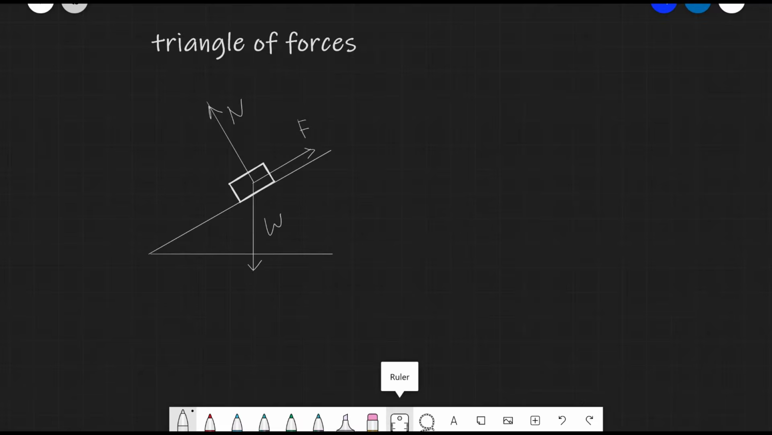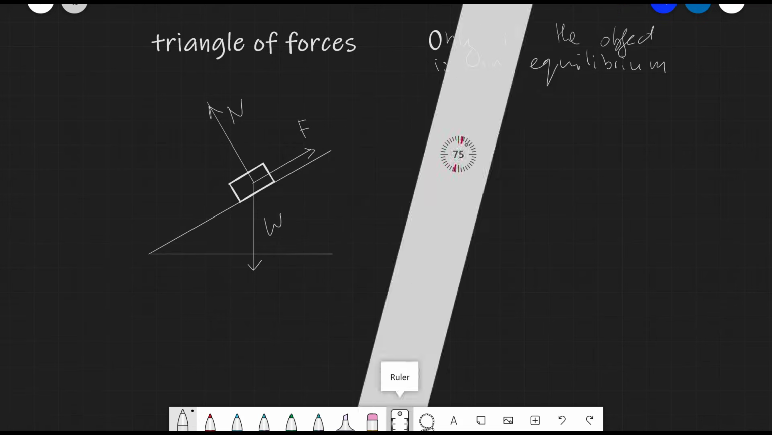If an object is in equilibrium, we can use a commonly used technique known as the triangle of forces. So this is true only if the object is in equilibrium. Okay, well, how does it work? Pretty simple. I'm going to start with one of my forces.